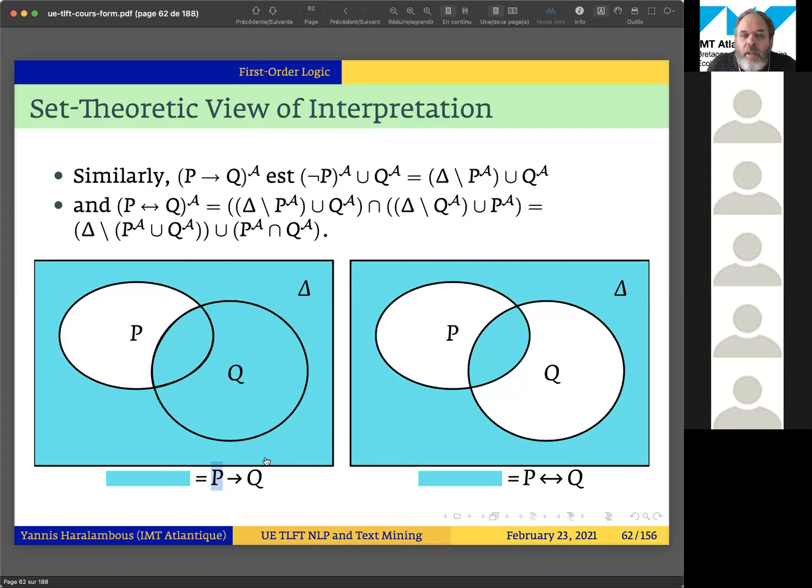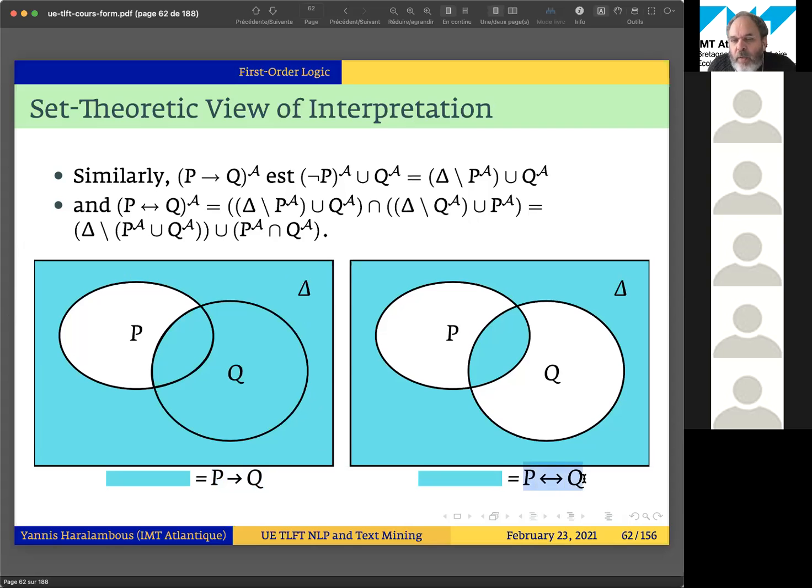What does this mean? Well, either I have the left part true and the right part true, and this gives me the intersection of the two, or I have the left part false, so this is all the complementary of P, and in that case, I don't care about the right part. I know it's not very intuitive, but you should think about this. This blue part is the set-theoretic correspondence of P implies Q.